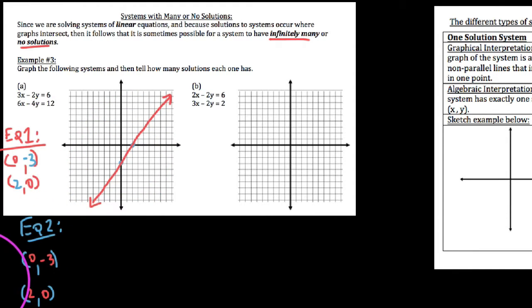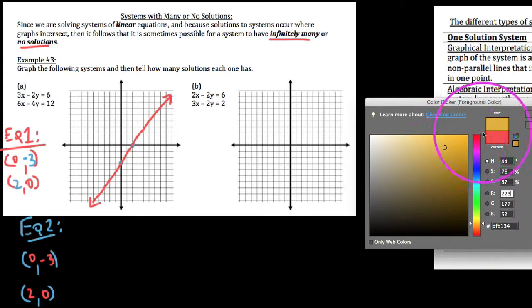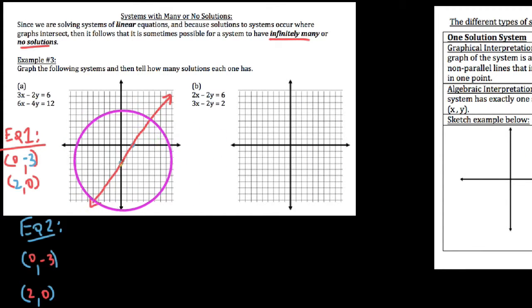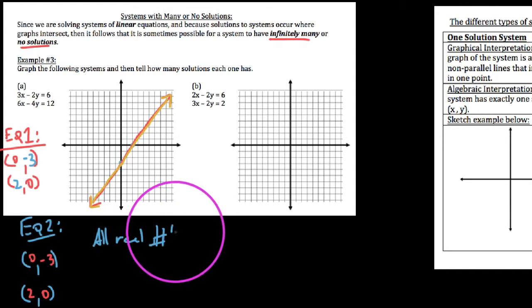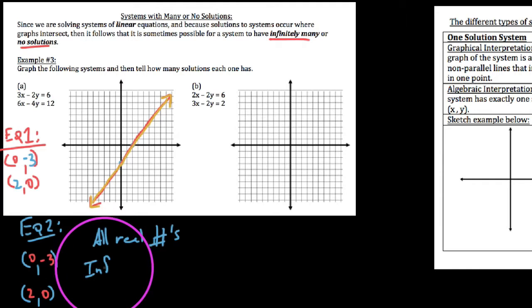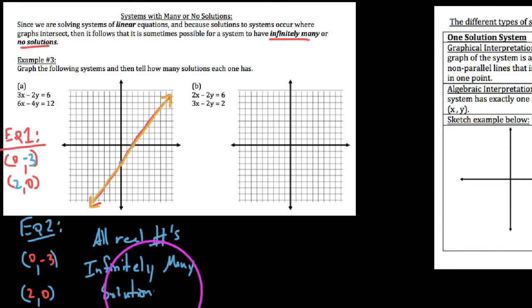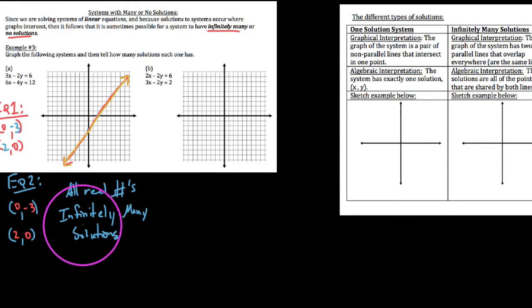Maybe I could switch over to an orange. But you would see that these two equations overlap at every single value that they have in common. So we would say that the solution to this is all real numbers, okay? We would also say infinitely many solutions to the system. So we're also going to classify this as being a consistent system.